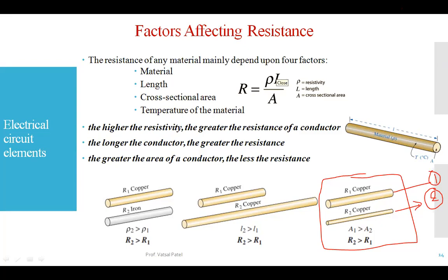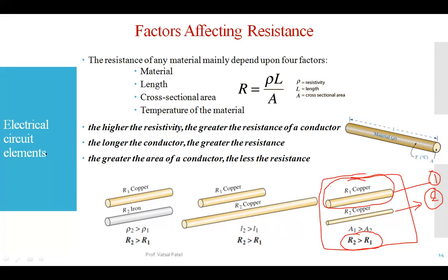R1, the first conductor, has a larger cross-sectional area compared to the second one. As for the relation between resistance and cross-sectional area, the resistance R1 is much lesser than the resistance R2. The cross-sectional area of the second one is lower, so the resistance of that material will be higher. So this is the factor affecting the resistance here.